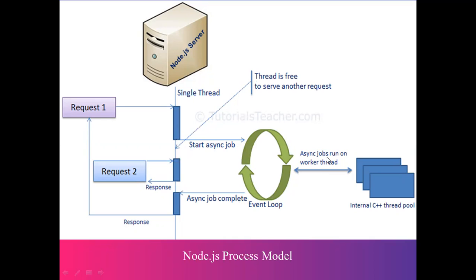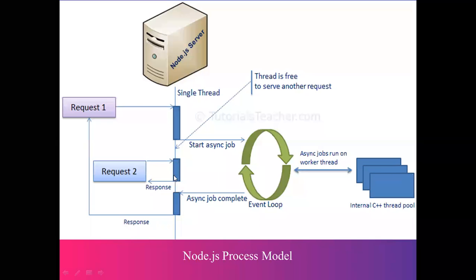Here you can see the asynchronous jobs run on a worker thread. That means it is assigned to the internal C++ thread pool. The single thread is free, and by the event loop the request is handed over to that internal thread. Then the second request comes, and it will process that request and send the response. After the asynchronous job completes, it comes to the event loop and sends the response back to the single thread, that is, it sends the response to that request.